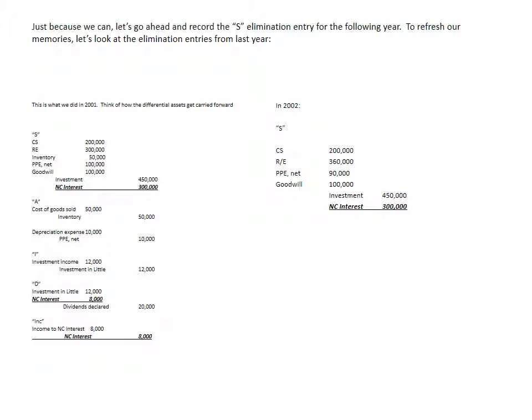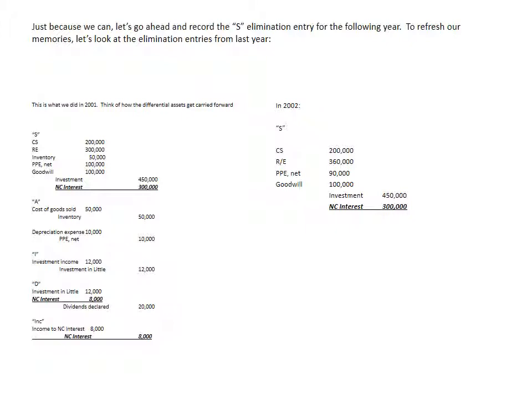Alternatively, if you look at the sum of the debits, the common stock, retained earnings, property, plant, equipment, net, and goodwill in the 2002 S entry, they again add up to $750,000. Again, of that $750,000, 60% or $450,000 is ours as our investment in Little. The other 40% or $300,000 is the non-controlling interest.